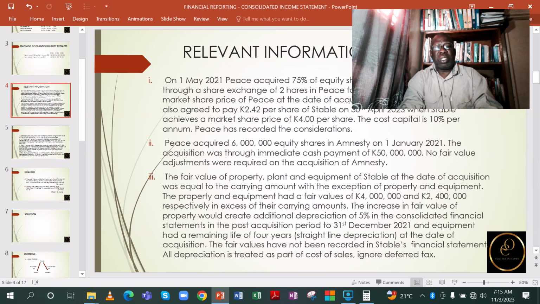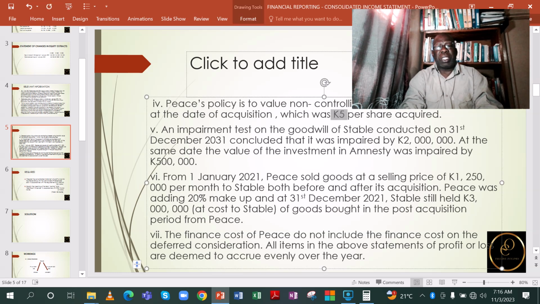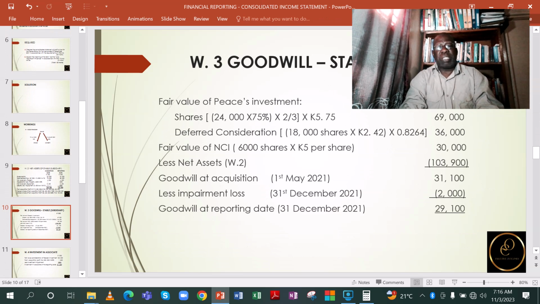Peace acquired 6 million equity shares in Amnesty on 1st January 2021. The acquisition was through immediate cash payment of 50 million kwacha. No fair value adjustment was given. Then we are told that Peace's policy is to value non-controlling interest at the acquisition date at 5 kwacha per share. Hence we have 6 million times 5 kwacha per share, giving us 30 million.